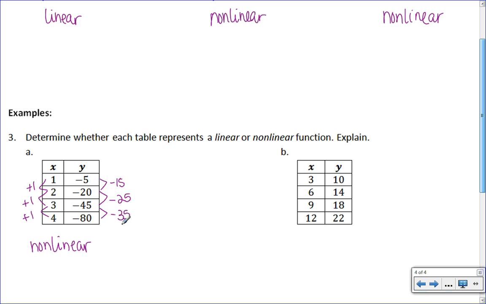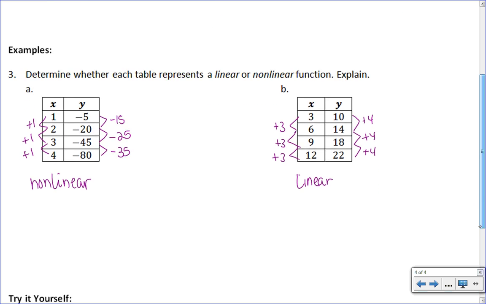Well, let's take a look at B. Here, the x is increasing by 3 each time. And then y from 10 to 14 goes up 4, 14 to 18 goes up 4, and 18 to 22 also goes up 4. So then we see that this has a constant rate of change all the way through the table. As the x values increase by 3, the y values increase by 4. So that means that this one would be linear.